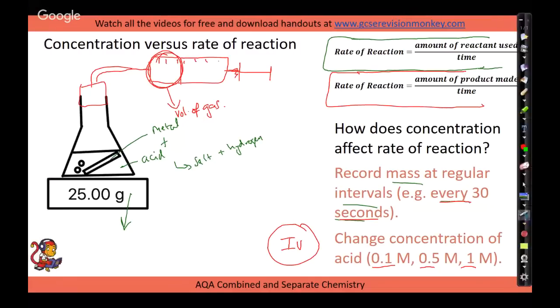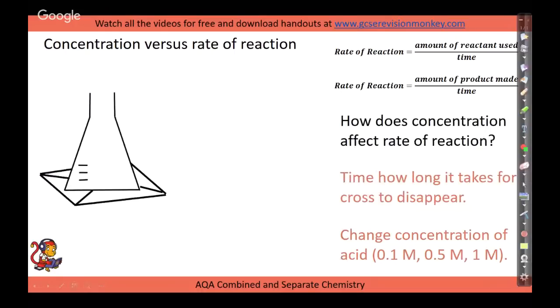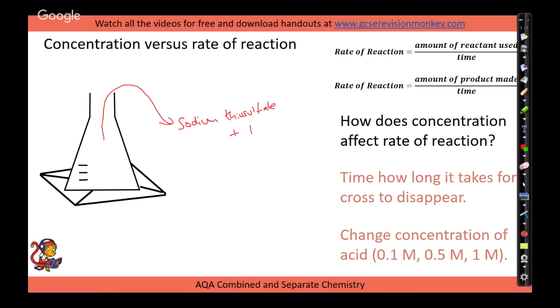The other concentration versus rate of reaction experiment that you might see is to do with looking for a precipitate being formed. Precipitate just means a solid being formed. And this is when into our conical flask, we would add sodium thiosulfate and hydrochloric acid, or any acid really. And that will form a precipitate.